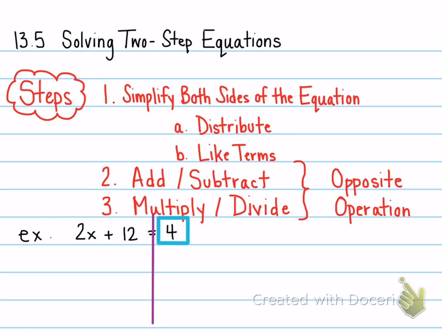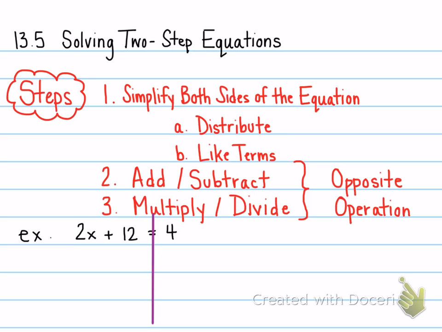I look at the right side to see if there's any distributing or any like terms. There's nothing on this side either. Now, what a lot of people want to do is they want to combine this 12 and this 4, but they're not on the same side of the equals right now. So that's not part of simplifying. To simplify, they have to be either everything on the left side or everything on the right side. So there's no simplifying in this problem.